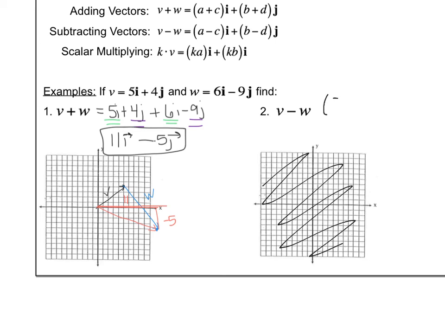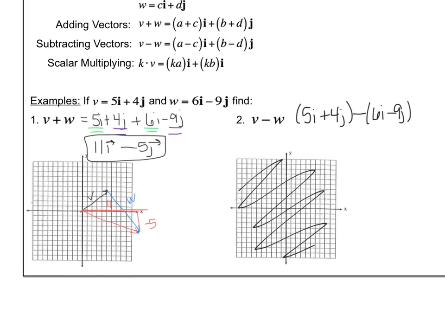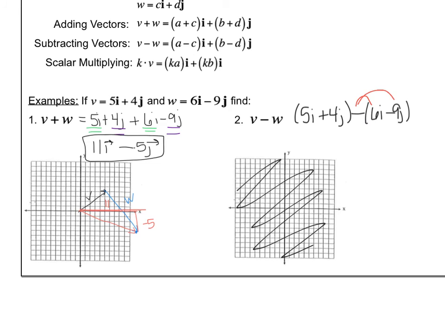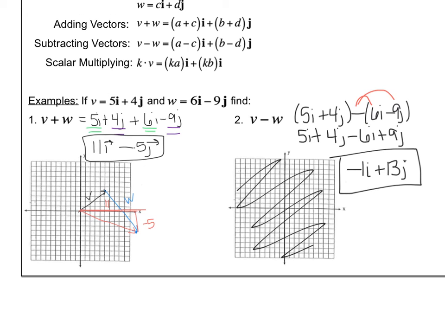So I'm going to write those out, but because we're subtracting, I'm going to put parentheses up. It's v, which is 5i plus 4j, minus the w vector, which is 6i minus 9j. All I need to remind you of here is when you're subtracting a group of numbers, you need to make sure you distribute the negative. So this is really 5i plus 4j minus 6i plus 9j, since I'm distributing the negative to the negative. So my answer is going to be negative 1i plus 13j. You're just adding the like components together, the i parts with the i parts, the j parts with the j parts. Should be pretty easy.